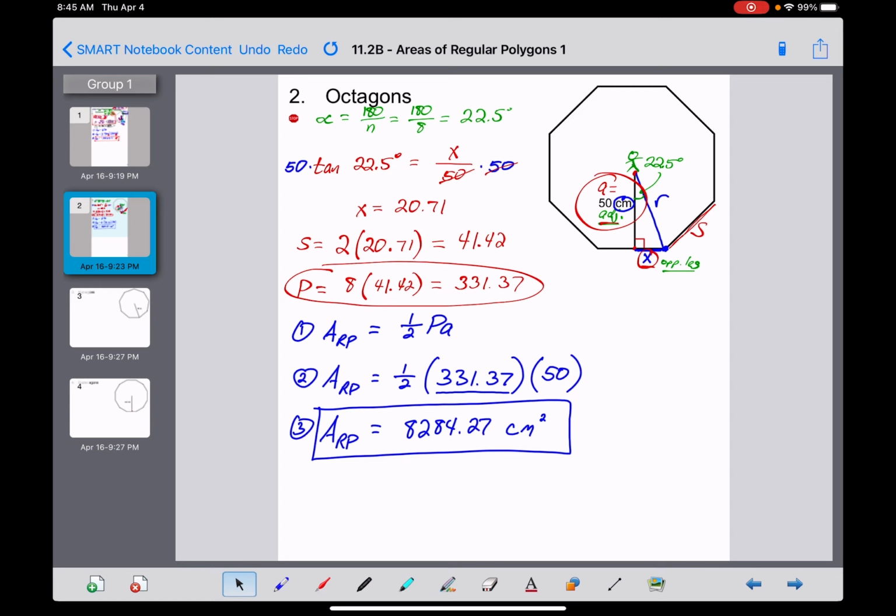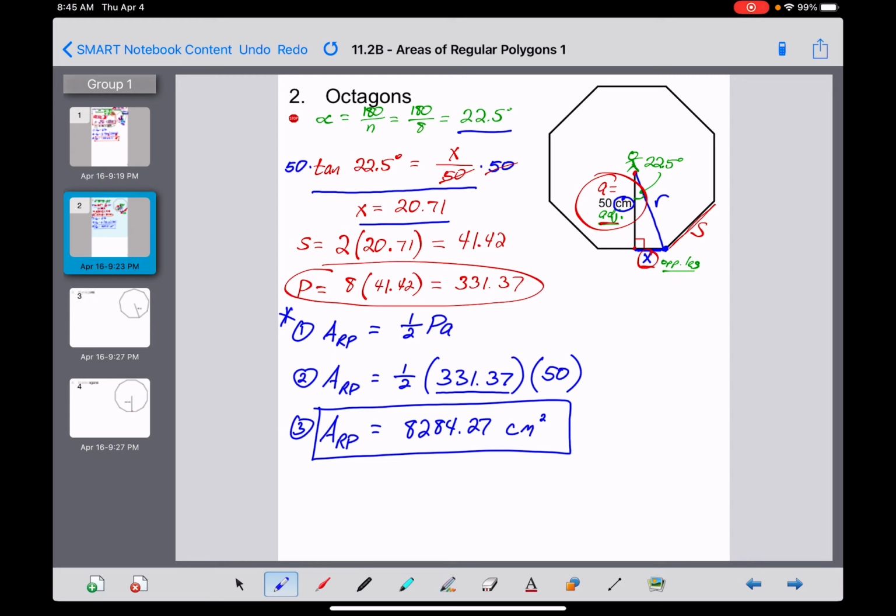We started off finding alpha first with 180 over n. We used alpha to set up a trig equation and find what was missing, and then we just had to make sure that we had both perimeter and apothem. That took some work for one of them, but we got it. And once we got perimeter and apothem, we were ready to go to the formula here of 1/2 PA.